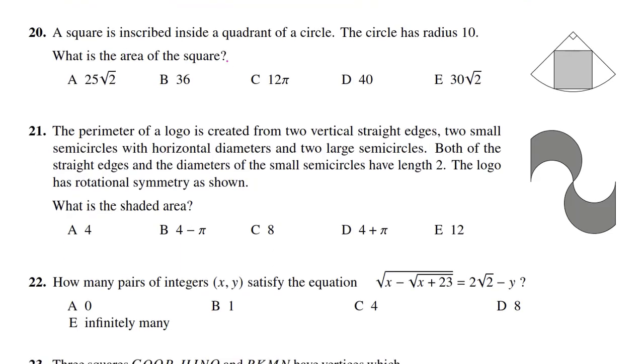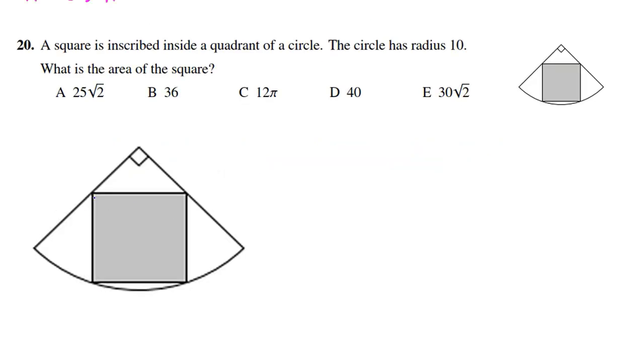Okay, it was problem 19. Let's try problem 20. A square is inscribed inside a quadrant of a circle. The circle has radius 10. What's the area of this? Okay, we know this square is inscribed in this quadrant of a circle. The circle has radius 10. Okay. Here we can connect this part and this part. Why do we connect? Because both of them are radius.